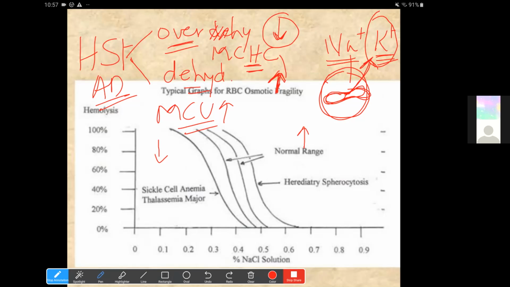pseudo-hyperkalemia. Now, although the hemolysis is not so severe, the cells are not hemolyzed greatly. It's just the leakage of these ions that is causing that. So the hyperkalemia is not because of breakdown of the cells. It's mostly due to the release of these cations from the leaky channels.